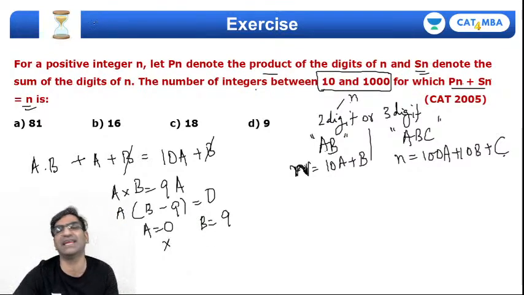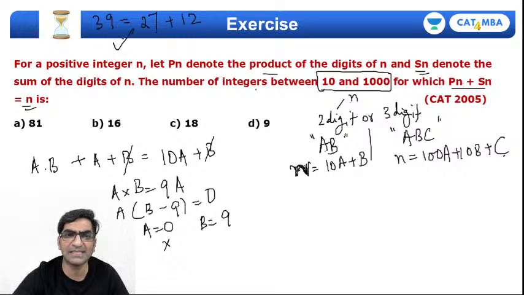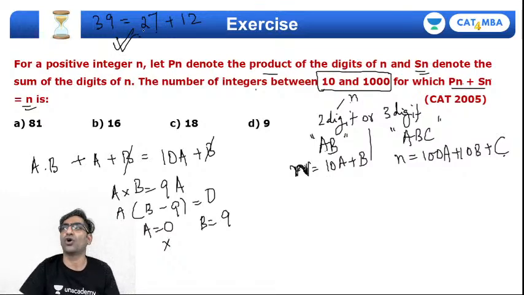check करो, let's take any random number, 39 test करते हैं, right. 39, is it equal to the sum of the digits? Sum of digits क्या है? 9 plus 3 is 12. What about product of digits? 9 into 3 is 27. Is this equal? Yes, that's true, right. So all 2-digit numbers ending in 9 will be of this type.